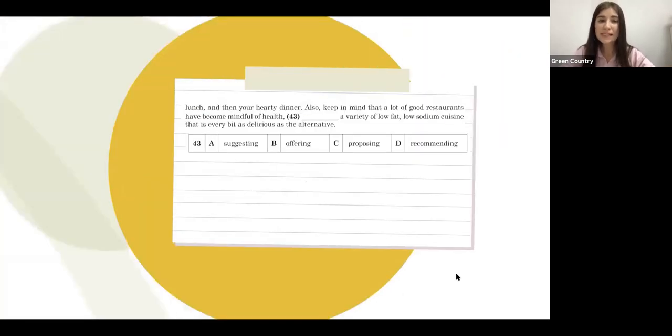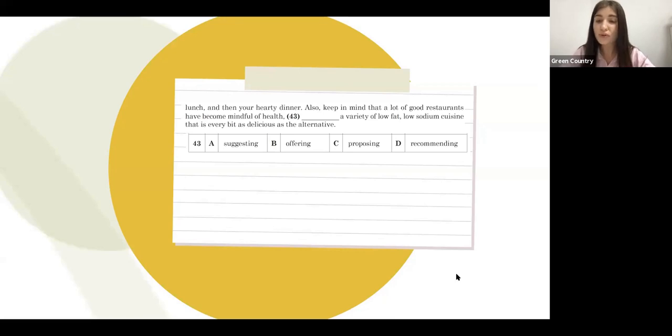43. Restaurants have become mindful to health, something a variety of low fat, low sodium cuisine that is very delicious as an alternative. What do you think is here? Something, a variety. Basically here we have four synonyms, so this is kind of a difficult question. Let's analyze each of them. The word suggest is a synonym of the word recommend. Usually we suggest some activity to change for the better, and recommend to give advice. So these are two synonyms.